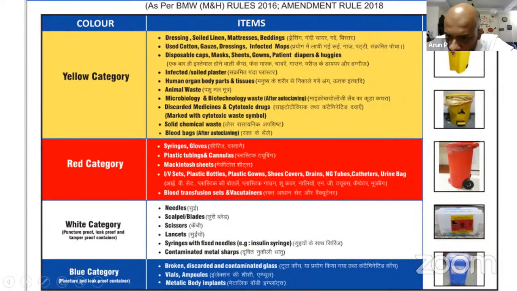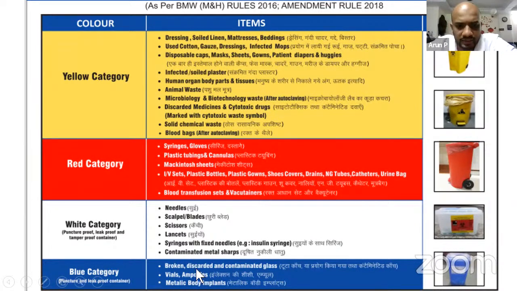White is for sharps. So this is the white container which you can see here. It is only for sharps: needle, scalpel blades, scissors, lancet, syringe with fixed needles. Not always insulin syringe. Syringes with fixed needles are usually used in immunization campaigns. So for immunization, we use AD syringes. Then you have contaminated metal sharps.